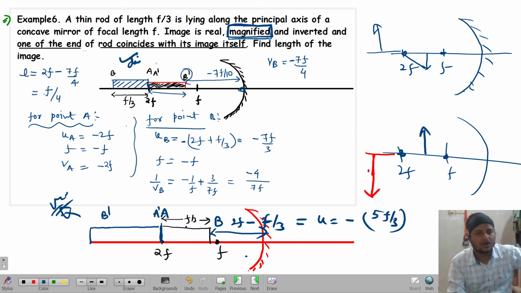When one end of the rod touches the other end. Understood? In that question there is one important thing written, that one end of the rod is going to touch the other end of the rod. Anuj, Gagan, are you able to understand me or not? So these are the cases.